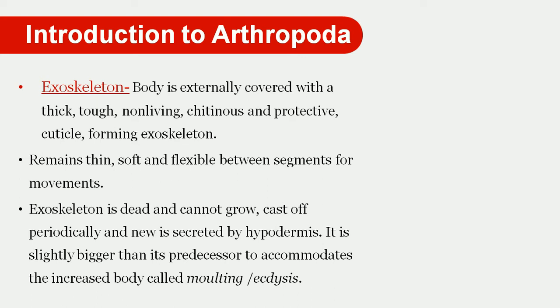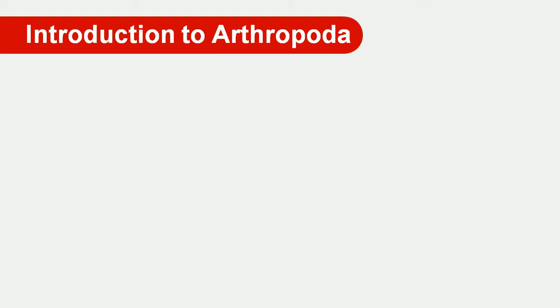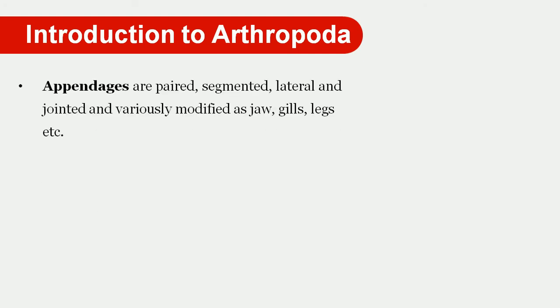Then the appendages are jointed appendages, paired and segmented, found laterally, and they are modified as jaws, gills or legs. This very specific modification is observed in these animals, and therefore this is the most successful animal group in the animal kingdom.